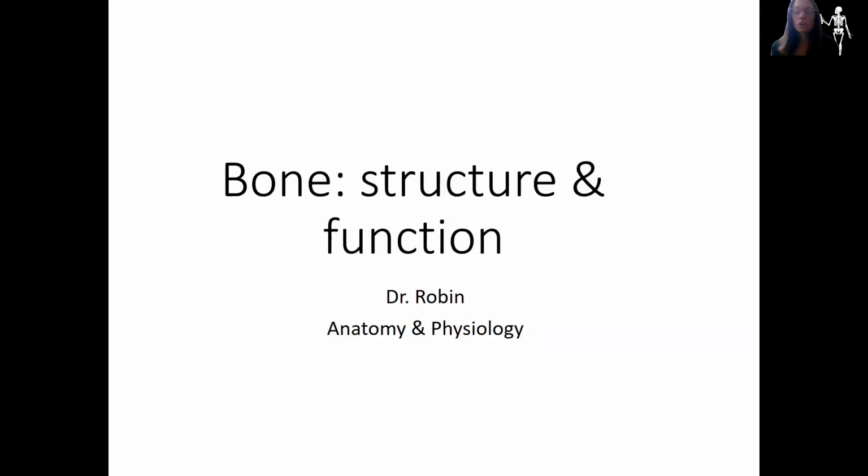Talk about the structure and function of bone as an important part of the skeletal system. Bone can be considered both a tissue type, so osseous tissue, as well as an organ that's made up of more than one tissue type. So something just to keep in mind. We'll talk about both. Okay, so first thing I want to do is talk about classifying bones by shape.